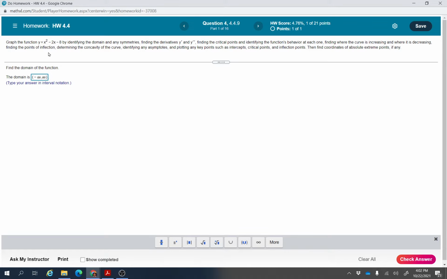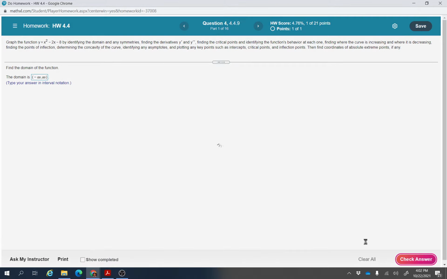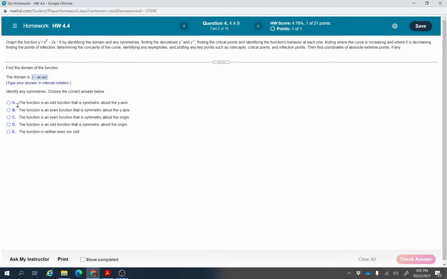Okay, and whatever way we do this problem, we are going to use the same way for the rest of the problems in this section. Same idea, you might have a different equation or different function. Okay, so that's the domain. The second thing is identify any symmetries.